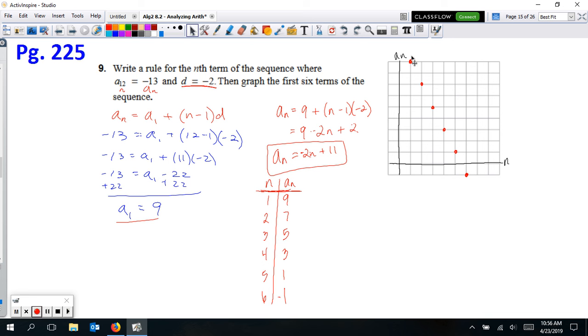And there it is. So that's graphed. You don't connect the dots in a sequence because these are all separate points here. We're not going to connect those dots on this one because it's a sequence of numbers.